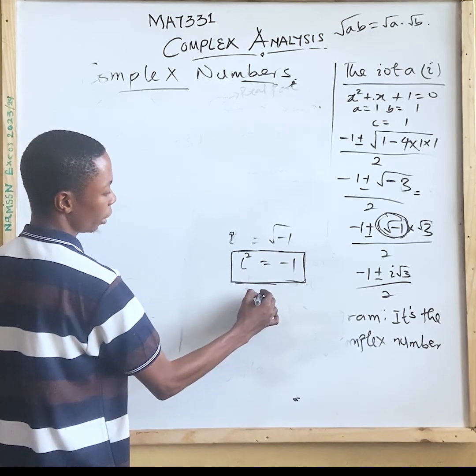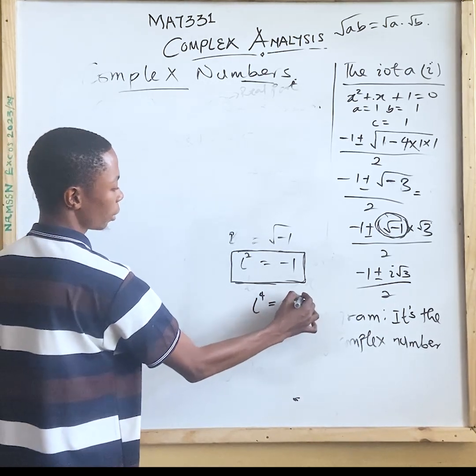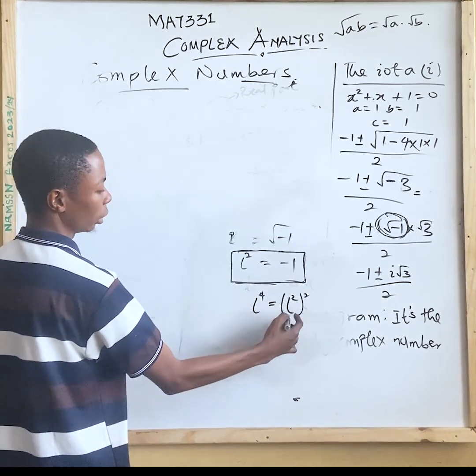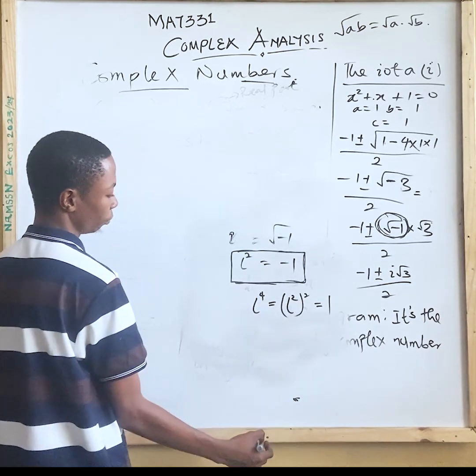If they ask me what is I raised to power 4, I raised to power 4 is just like having I squared, squared. And I squared is -1, all squared. -1 all squared, minus times minus, that one is 1.